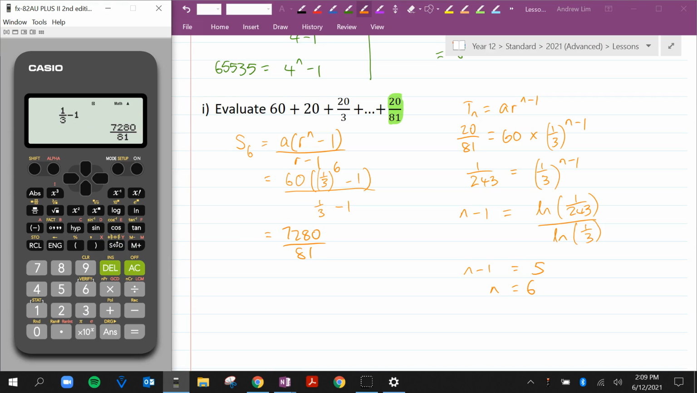Alright, so that's it for this video. I hope you now know how to find the sum of a GP. The formula is Sn is equal to a bracket r to the n minus 1 all over r minus 1. And we always need three things. We need the first term, we need the common ratio, and we need the number of terms that we are summing.